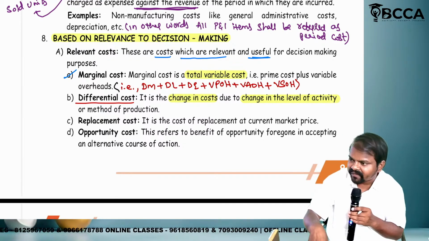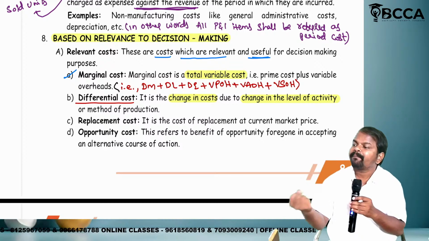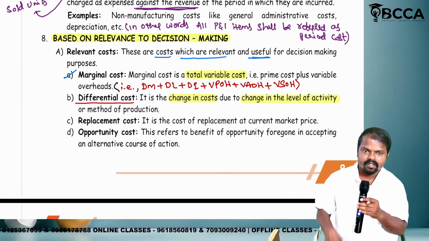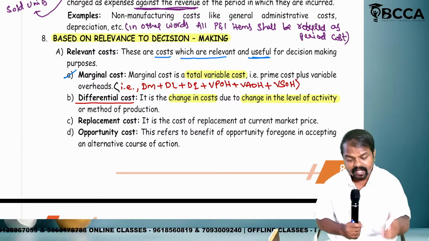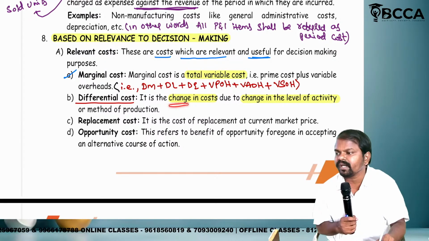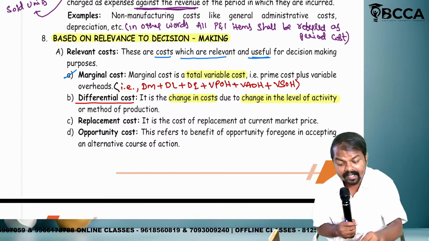10,000 units we manufactured, 2 lakh we incurred. But in a particular month, 7,000 units only we manufacture due to certain technical reason. Cost decreases. Change means either increase or decrease. Don't tell change means only increase. Either increase or decrease. Please write.